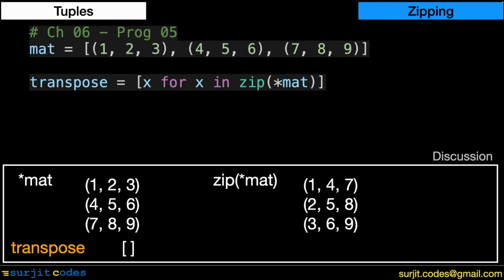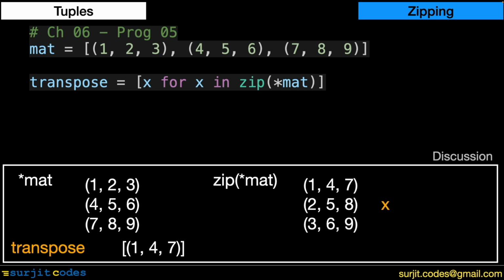The transpose definition starts with an empty list. We will now enclose x in this list. The for loop supplies values of x. In the first iteration, x is the tuple 147. We enclose it in the list.